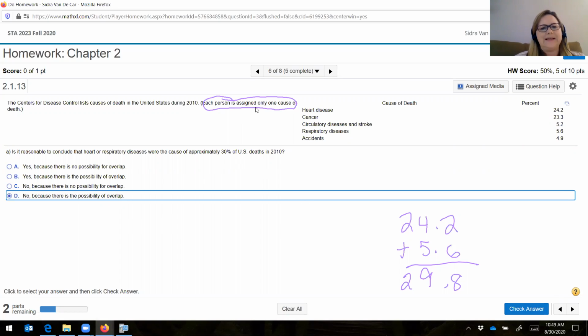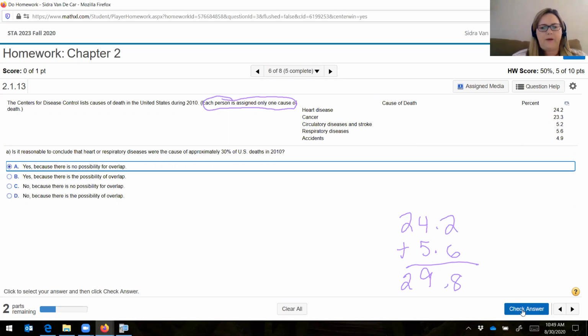Actually, but since they assigned only one cause, there is no overlap for this chart. So yes, because no possibility for overlap there.